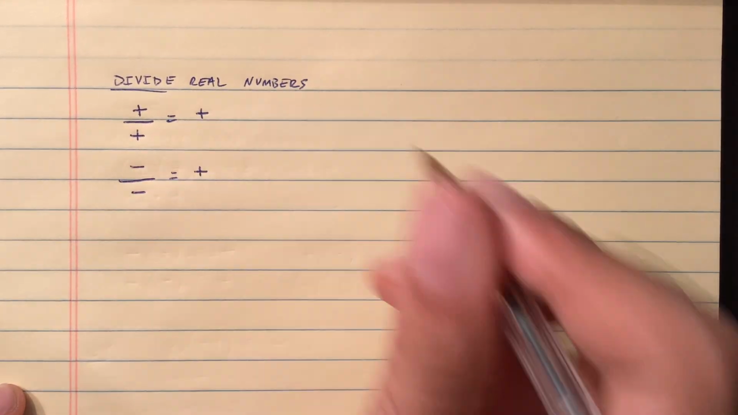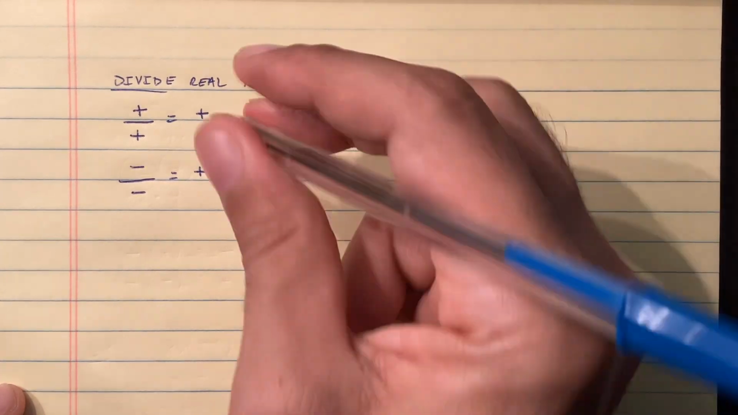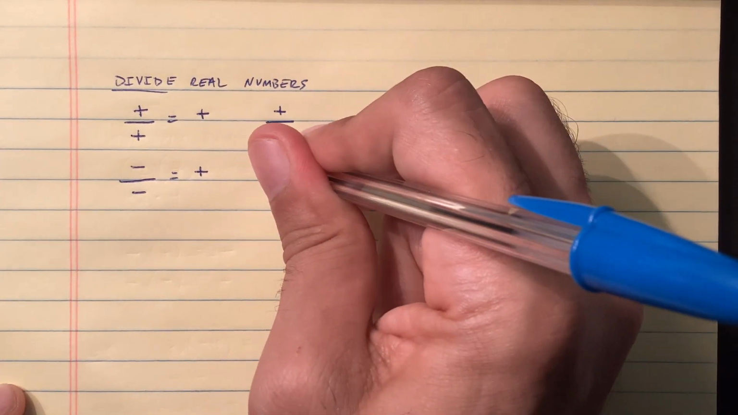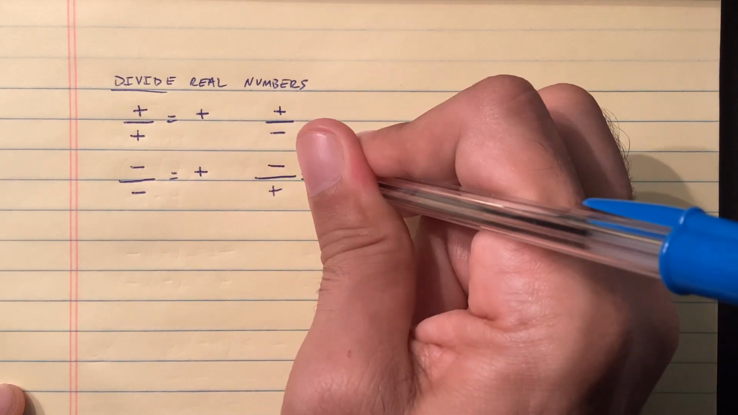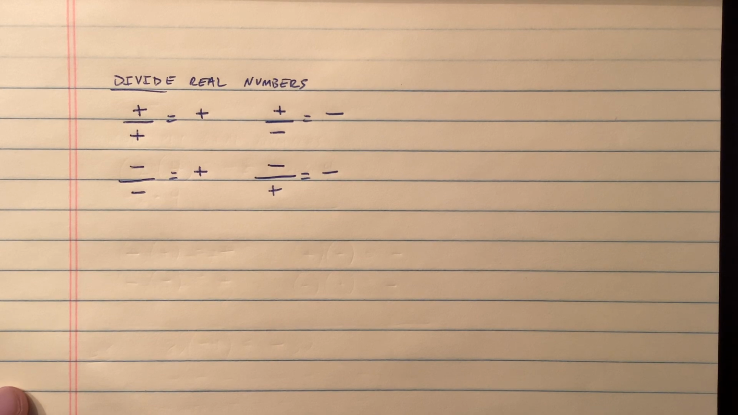Let's start with when we have a positive divided by a positive, our answer will be a positive. If we have a negative divided by a negative, our answer will also be a positive. Now, if we happen to have a positive divided by a negative, or a negative divided by a positive, our answers will be negative.